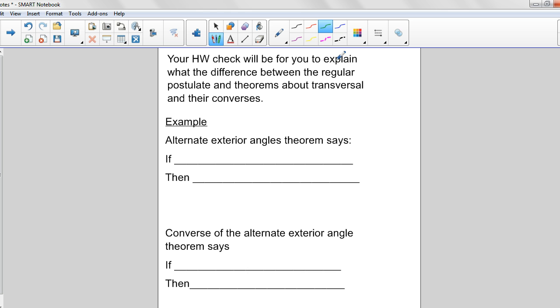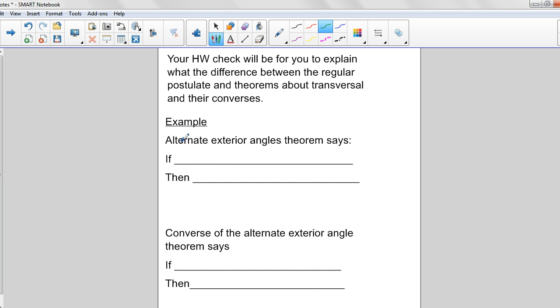Your homework check will be for you to explain the difference between the regular postulates and theorems about transversals and also their converses. This is worded a little bit funny. I couldn't really think of a best way to word it, but you want to be able to explain the difference between the regular ones that we talked about and their converses.